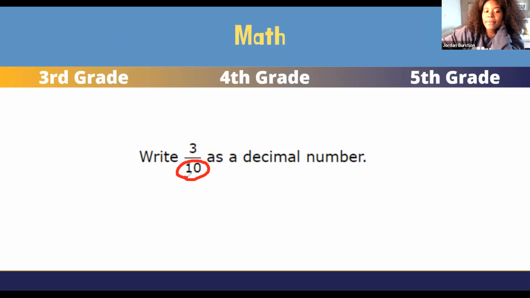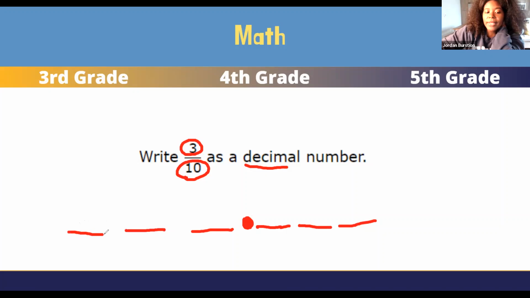So we have 10 parts, and we've shaded in, or we've kept, 3 of those parts. This is going to test whether or not you remember how fractions work and you remember your place values. So I'll write out an example. They want us to write 3/10 as a decimal number, so we know we'll have a decimal point somewhere in our answer.